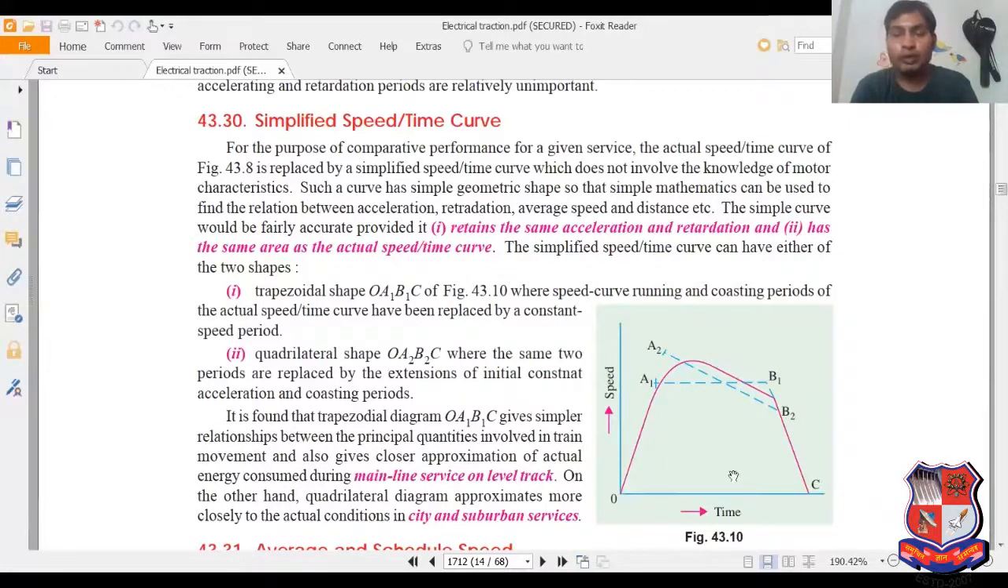If you look at this graph, you will find that the area that we have neglected above A1, B1 is being compensated in this part. Okay, so the distance calculated by this simplified graph will be almost the same as the distance calculated with the help of the original graph.